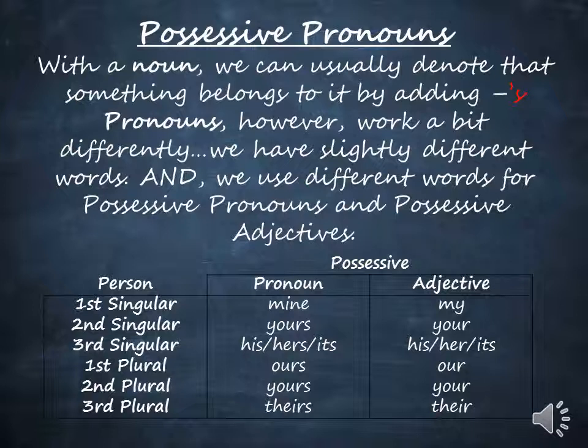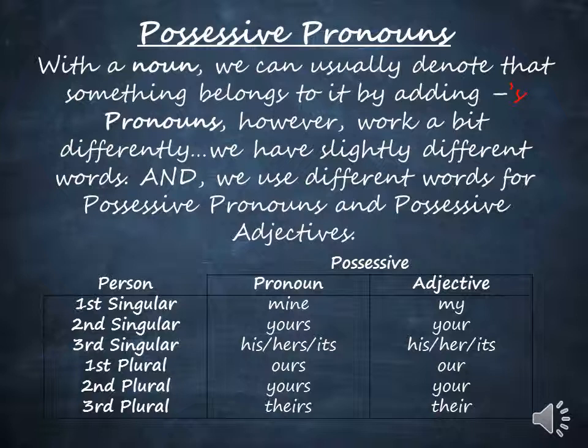Now finally, if we're using a pronoun as a possessive adjective, then we use again slightly different words. For the first person singular, my. That's my book. Second person singular, we use your. Not yours as in the pronoun, but as the adjective your. It's your turn. For the singular, we have the gender, again, his, her or its.